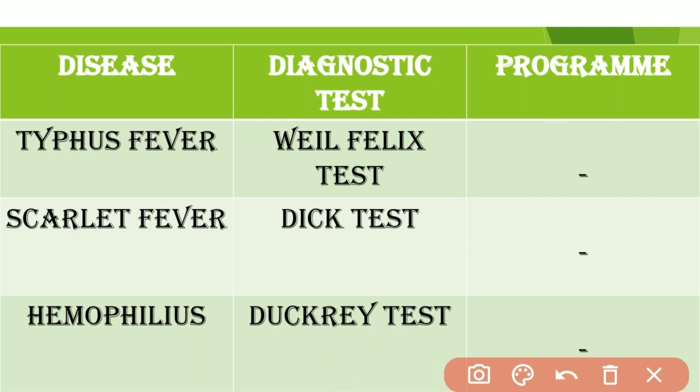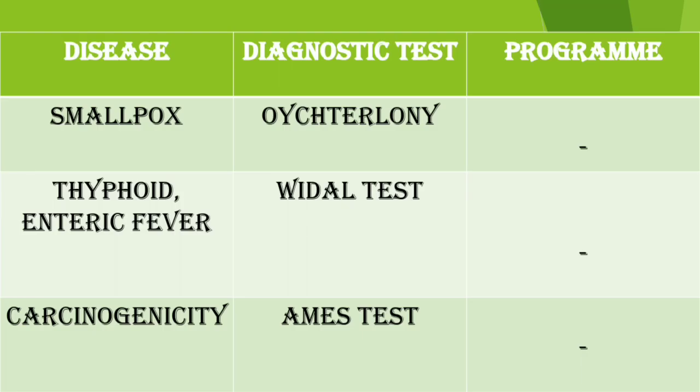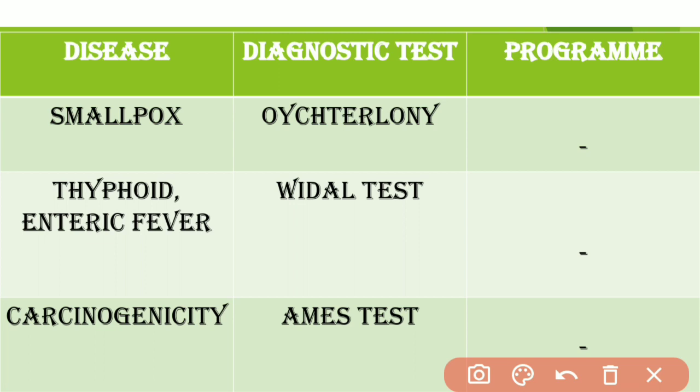And next disease is smallpox, which is diagnosed by using the Paul test. Next one is typhoid, or enteric fever, which is diagnosed by using the Widal test. And next one is carcinogenicity. Such a type of disease can be diagnosed by the Ames test.